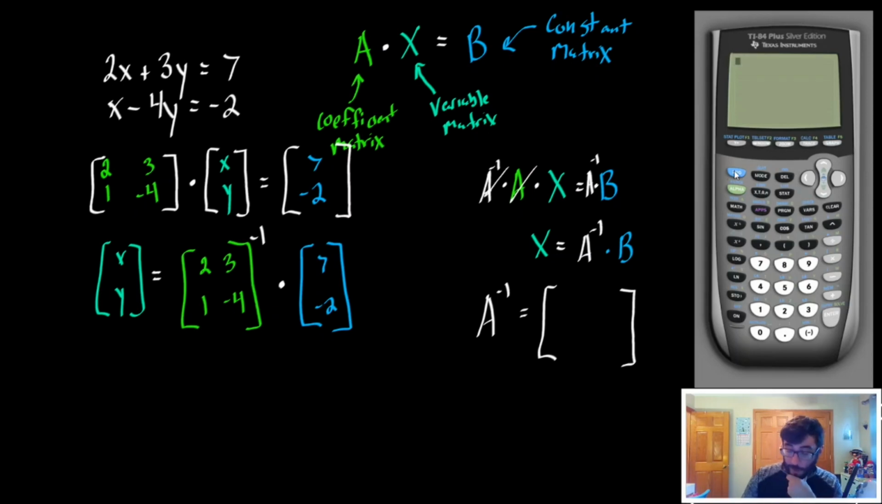To get to where you can input a matrix, you're going to click on second, and you have matrix right here in blue. So I'm going to click on that, and now I get to matrices. What I want to do is edit a matrix, so I'm going to scroll over to edit. I'm going to edit matrix A. Matrix A is the coefficient matrix, and it was a 2 by 2. So I'm going to click 2, enter 2.